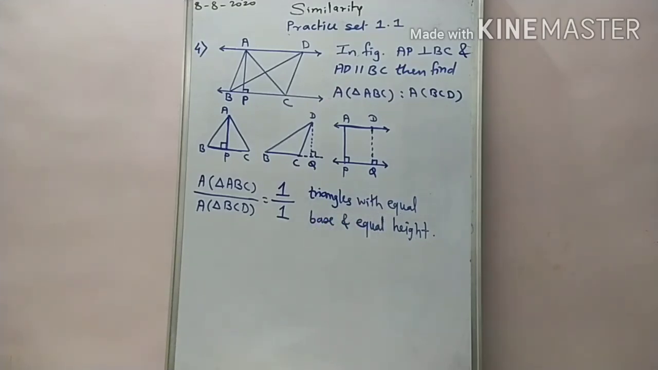Okay students, so this is the fourth example, and similarly we have the fifth one. There also one figure is given, and according to that figure we have four sub-questions where you have to find the ratio of the areas of the given triangles. So try it as your homework. Question number 5 I will keep as your homework.